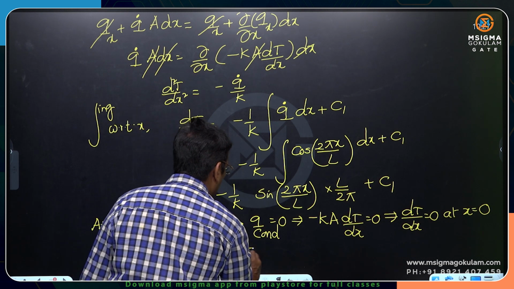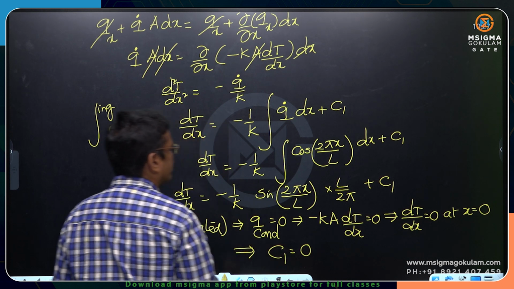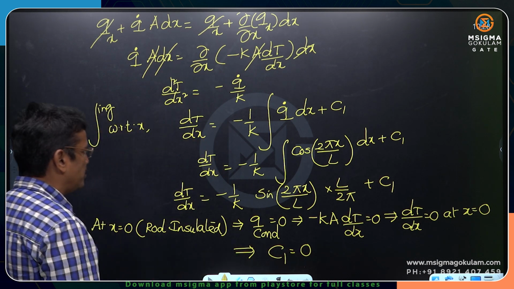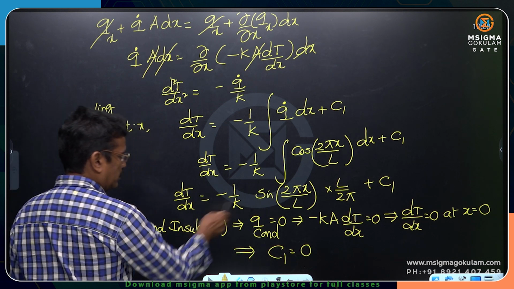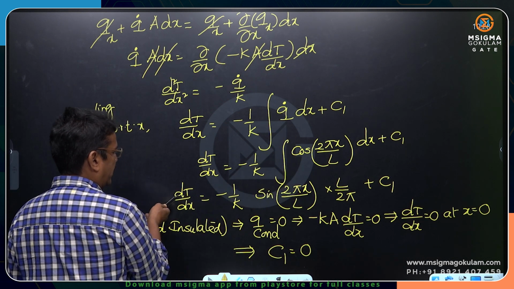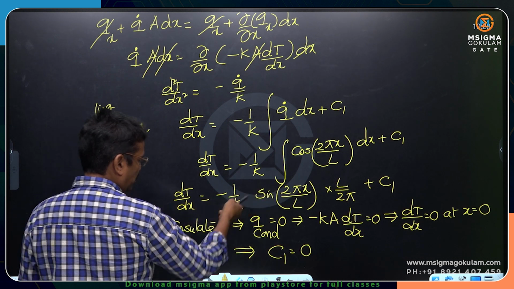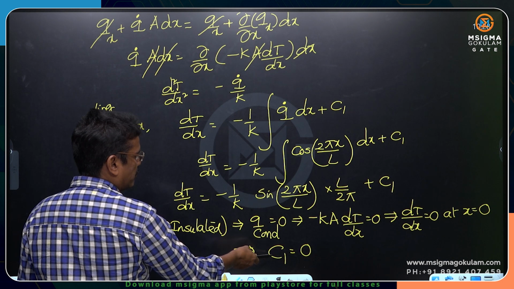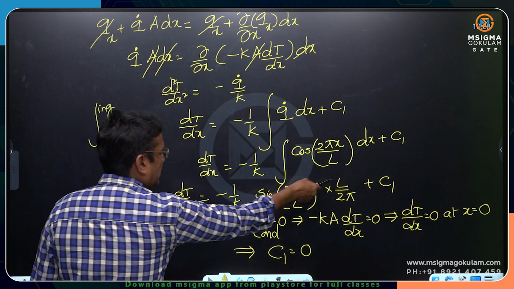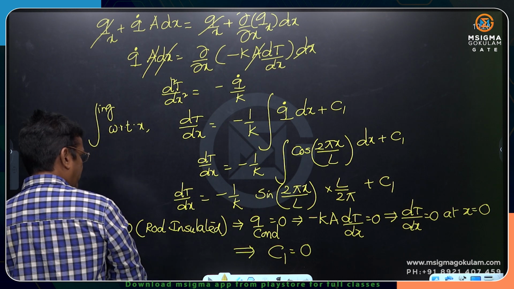From this boundary condition we can say C1, the one constant of integration, has vanished. C1 is 0. Now that C1 has gone, we integrate this equation again. After confirming that C1 is equal to 0, I bring L to the right side, and it becomes minus L by 2 pi k.